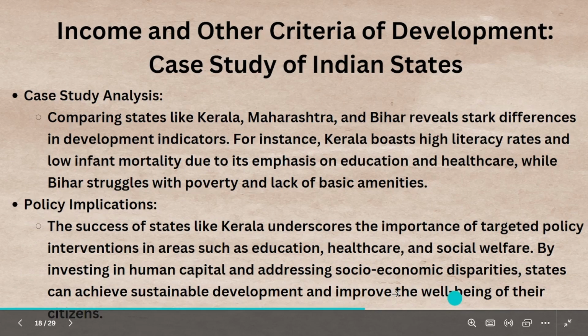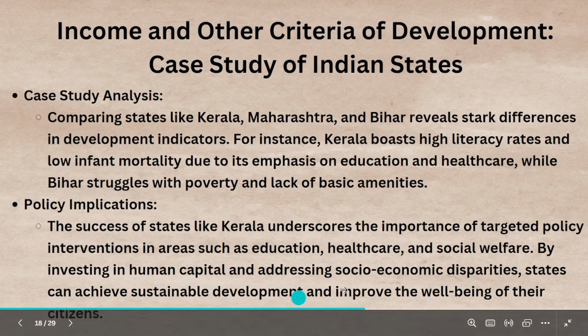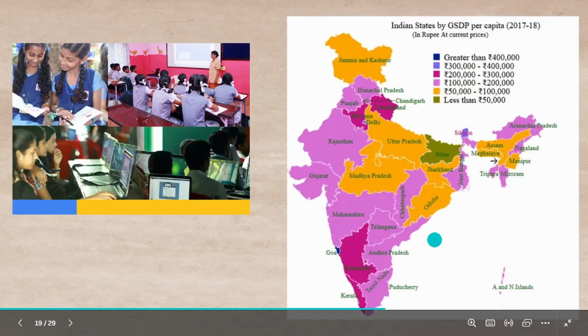Okay, investing in human capital and addressing socio-economic disparities. So socio-economic disparities means not only economically weaker people, but socially there are backward people in terms of education or facilities, like very poor villages. So addressing means giving importance and solving the problems. Okay, addressing socio-economic disparities. States means our Indian states. We have all these states now.